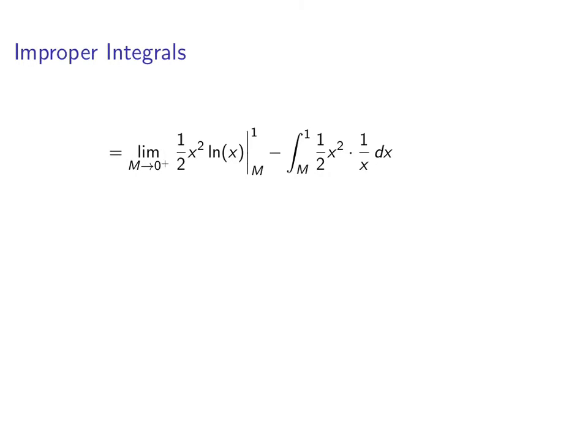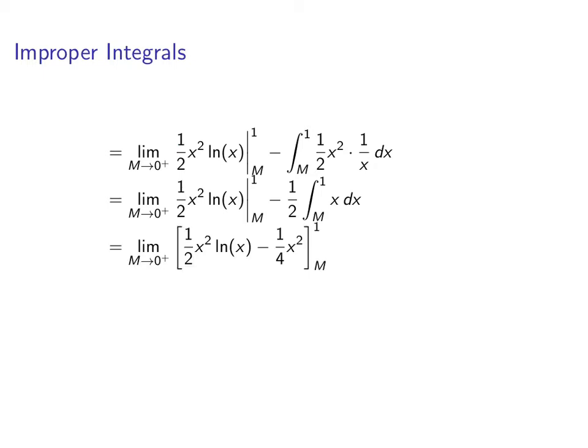If we plug everything into our integration by parts formula, we've got uv minus the integral of v du. Notice, as usual, I've got bounds here, and we're still considering this as a limit, so we have to write all these things in place as part of our calculation. If we simplify our integral, the x's cancel, and we bring the 1/2 outside the integral. Now that's an easy integral; that part just ends up being 1/4 x squared. So we're doing a limit as m approaches 0 of 1/2 x squared log x minus 1/4 x squared, evaluated from m to 1.